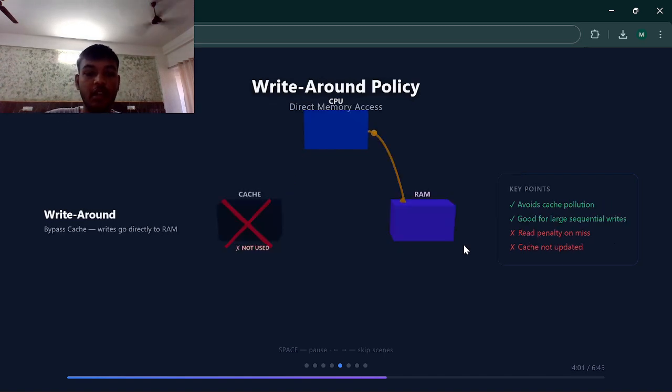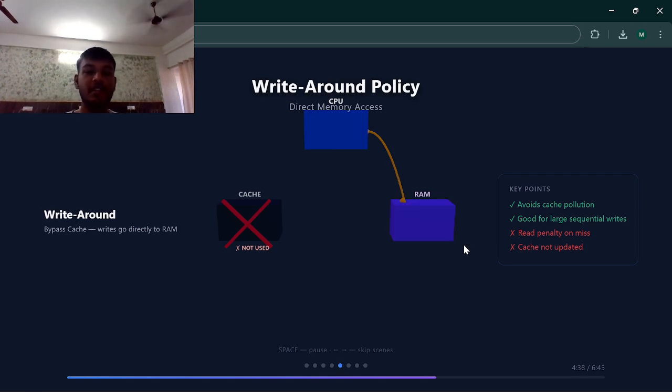Moving to our next policy, the write around policy. In this method, the cache is completely bypassed during the write operation. The CPU writes directly to the RAM. This avoids unnecessary cache updates, especially for data that won't be reused. However, since the cache is not updated, future reads may result in cache misses. As a result, write around is efficient for a large amount of infrequent writes, but may reduce read performance. So it avoids cache pollution and is good for large sequential writes, with a read penalty on a miss, and the cache is not updated.